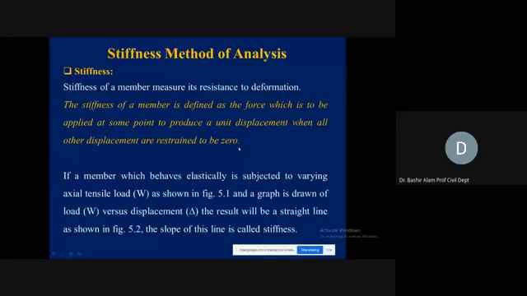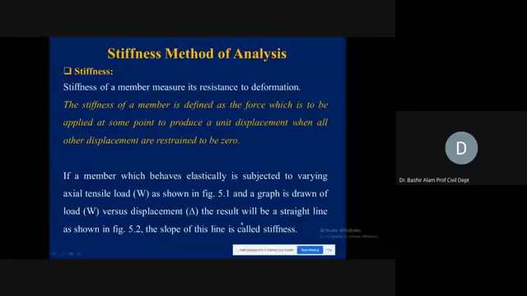Now, how do we write its equation? If a member which behaves elastically is subjected to a varying axial tensile force or load W, as shown in figure 5, which is going to follow on the next slide, and a graph is drawn of load versus displacement. Load we will now represent by this W and displacement with the delta. The result will be a straight line. Why a straight line? Because it is behaving elastically.